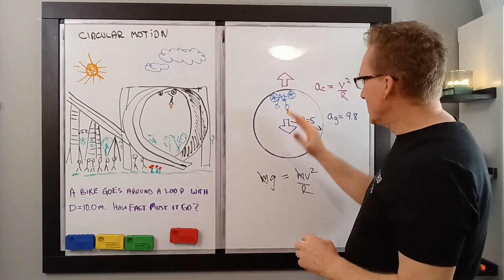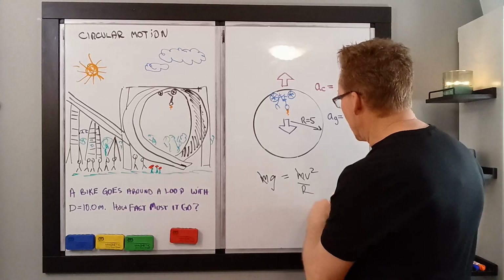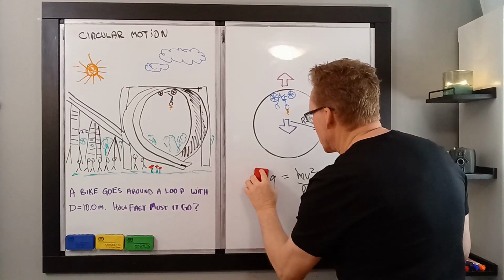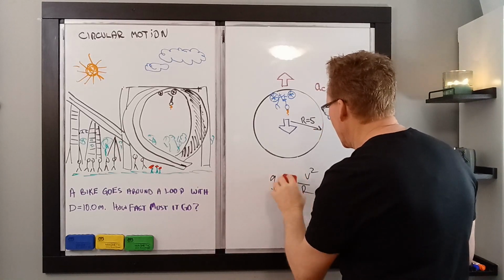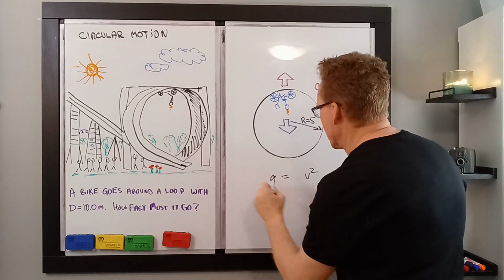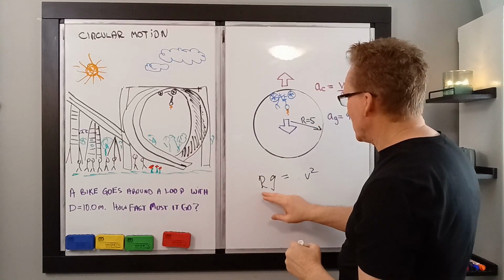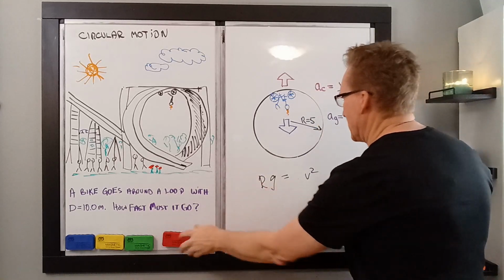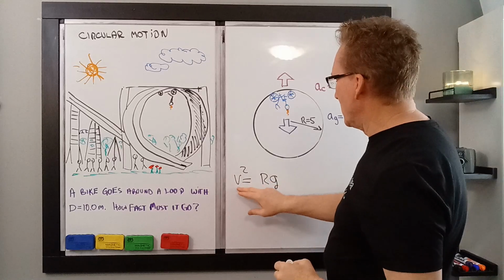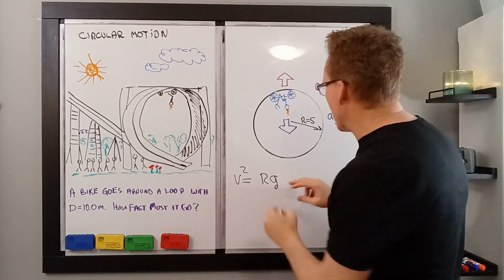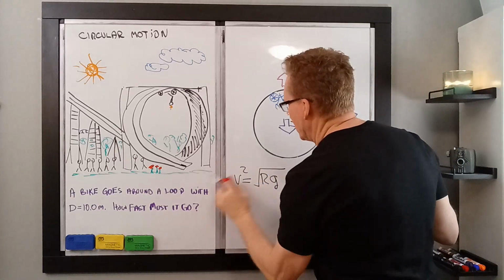The mass of the bicycle and the rider don't matter. They cancel out. And we can take this r to this side. So I'm going to cancel that out, get rid of the m, and move the r to this side like this. So v squared is equal to r times g. Let me rewrite that. So if v squared is equal to r times g, then v is equal to the square root of this. So we'll just simply do that.